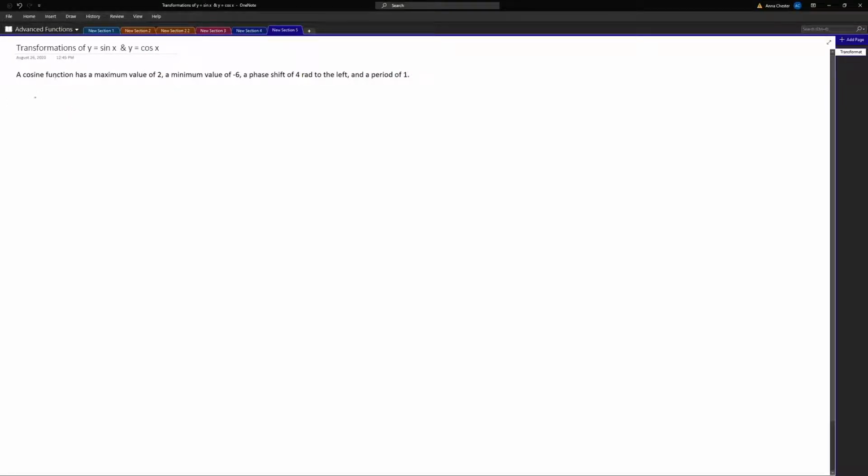First, we're given the maximum value of 2, a minimum value of -6, a phase shift of 4 rad to the left, and a period of 1. So immediately, let's just write down what we know. Our max is equal to 2, min is equal to -6. Our phase shift, which would be our d value, is equal to 4 to the left, which would be -4, and then our period is 1.